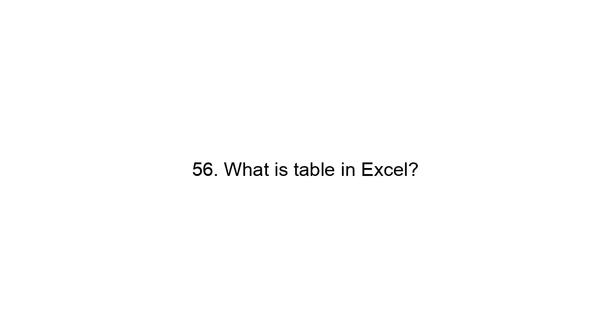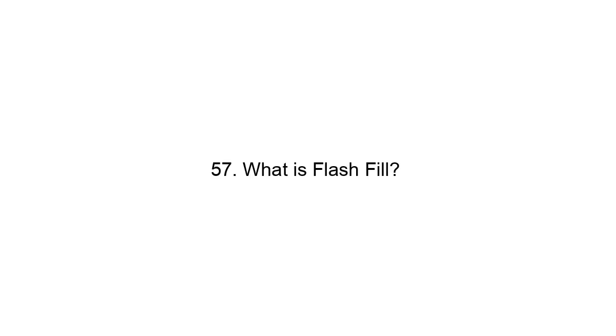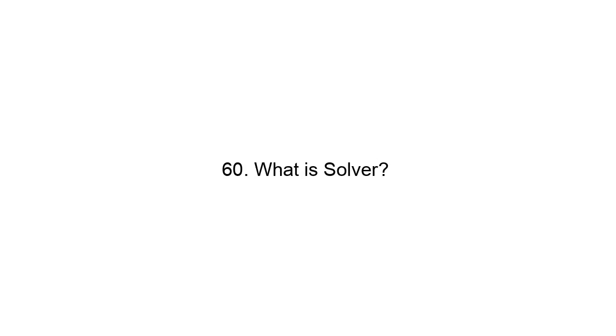56. What is a table in Excel? A structured range with filtering and sorting. 57. What is Flash Fill? It automatically detects patterns. 58. What is remove duplicates? It deletes repeated values. 59. What is Goal Seek? It finds the input needed for a desired output. 60. What is Solver? An optimization analysis tool.